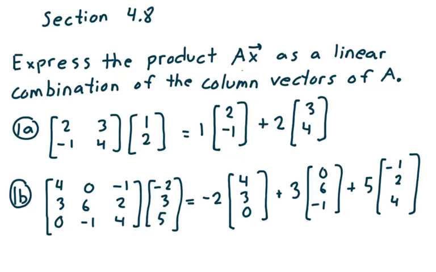This is a video from section 4.8 in linear algebra. The directions say to express the product AX as a linear combination of the column vectors of A. Let's take a look at 1A.